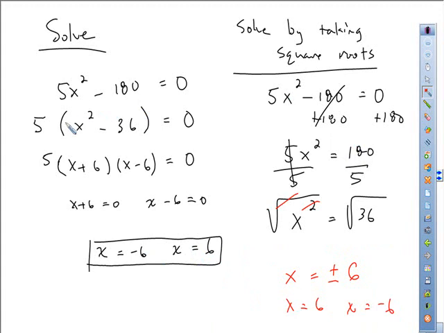So when you're able to factor this because it's a difference of squares, go ahead and work it out that way. But sometimes when it's not factorable, you will have to solve using the square roots method. And we'll do an example of that next.